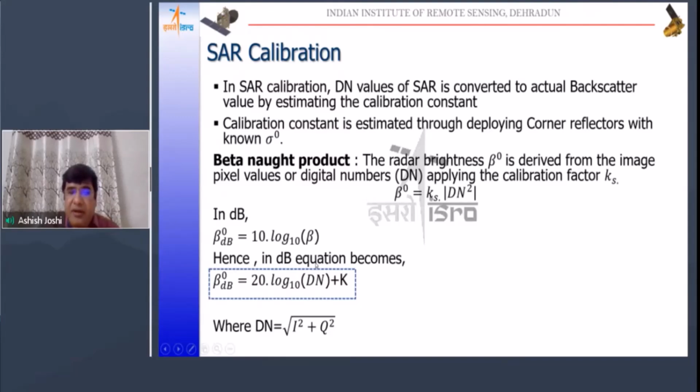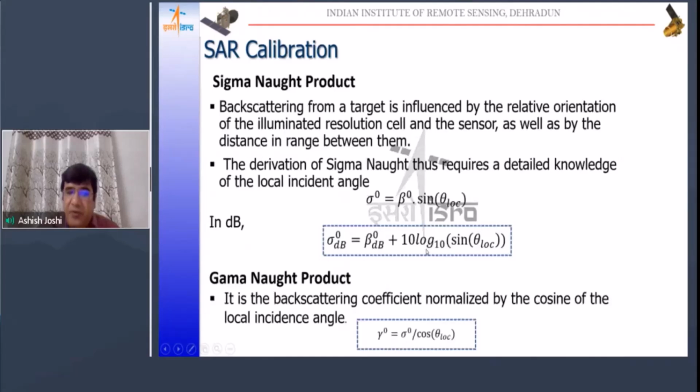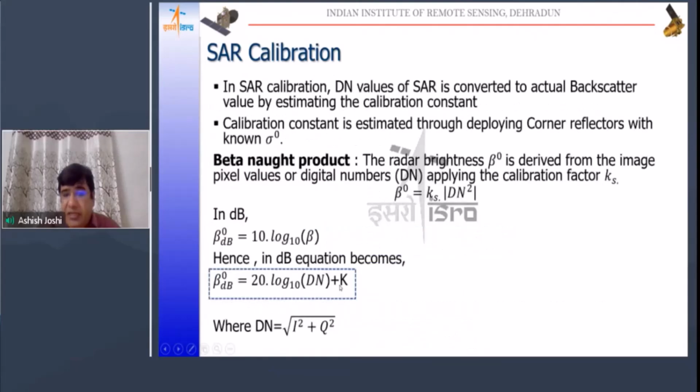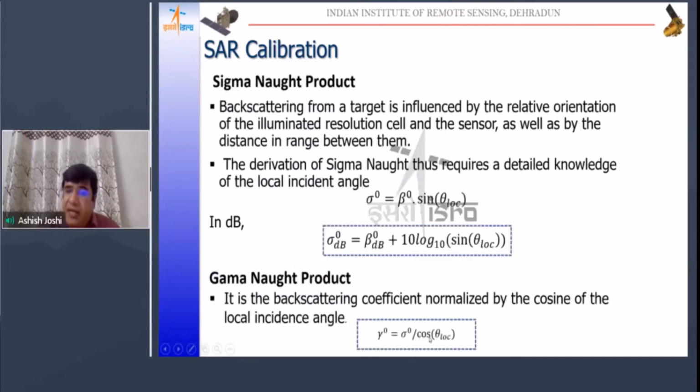Now there is a further product, called the gamma naught product, which is normalized by the cosine of the local incidence angle. So what is the gamma naught product? Gamma naught is given by sigma naught divided by cos of theta, the local incidence angle. That is the more precise product used by the scientific community. But the most common product is the sigma naught product, which is used for the derivation of the calibration constant.